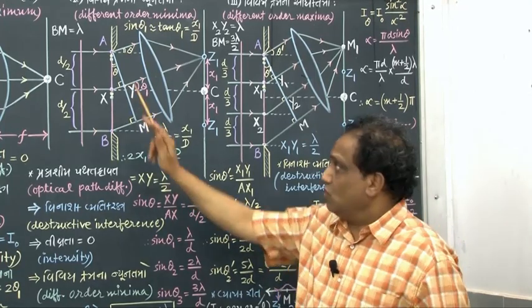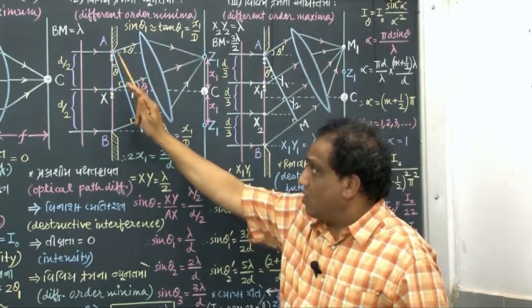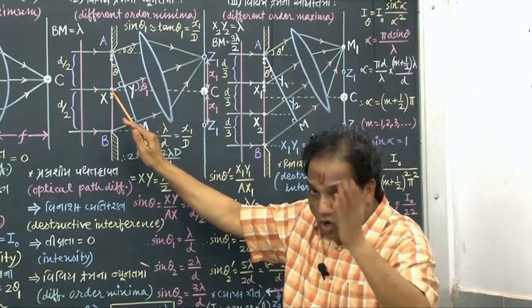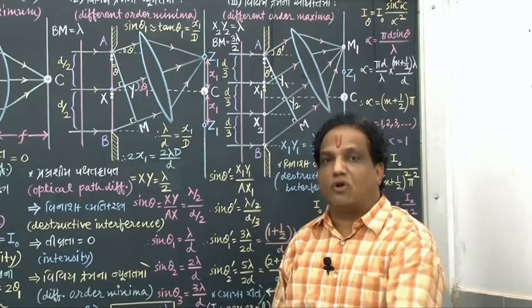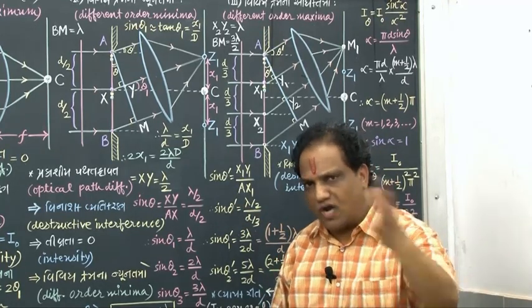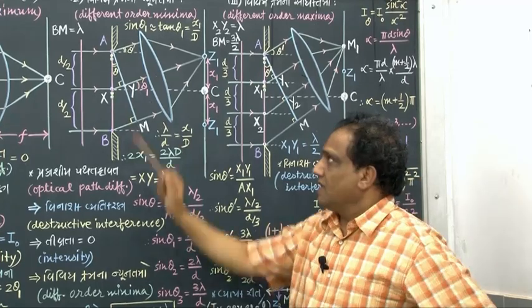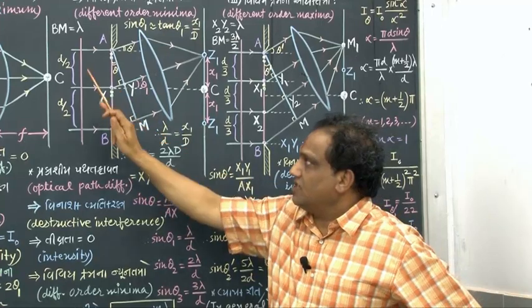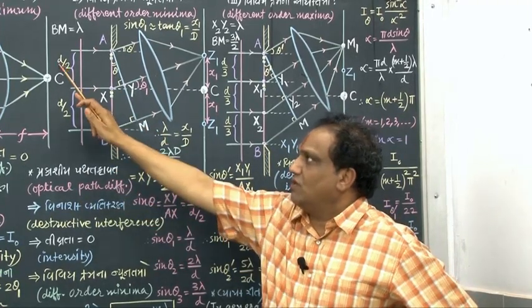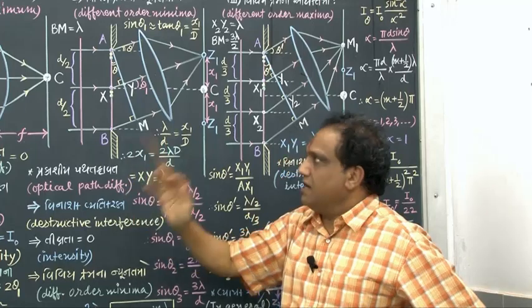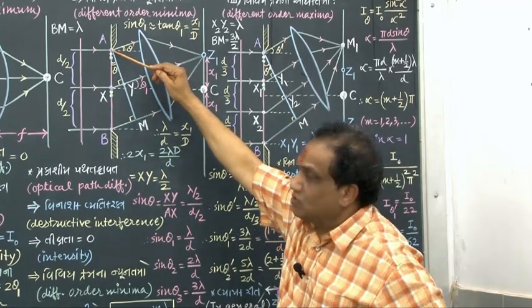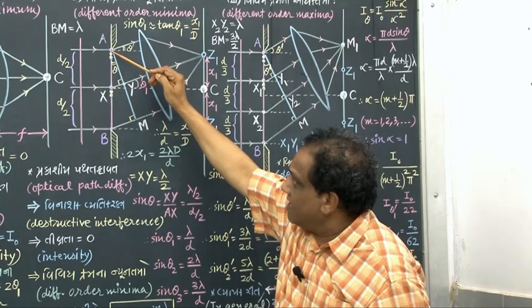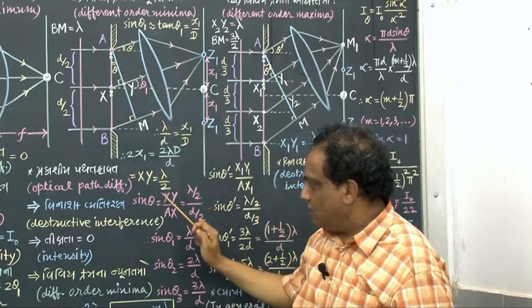But wait, do you have only these two points on this wavefront? On this wavefront, are there only 2 points? No, there are innumerable points. You cannot count them. But let us do one thing. Let us divide the whole width of the slit into 2 equal parts, so that each part has the same width equal to d by 2. Now tell me, take this point as A1 and take this as X1. Between A1 and X1 the path difference is lambda by 2.